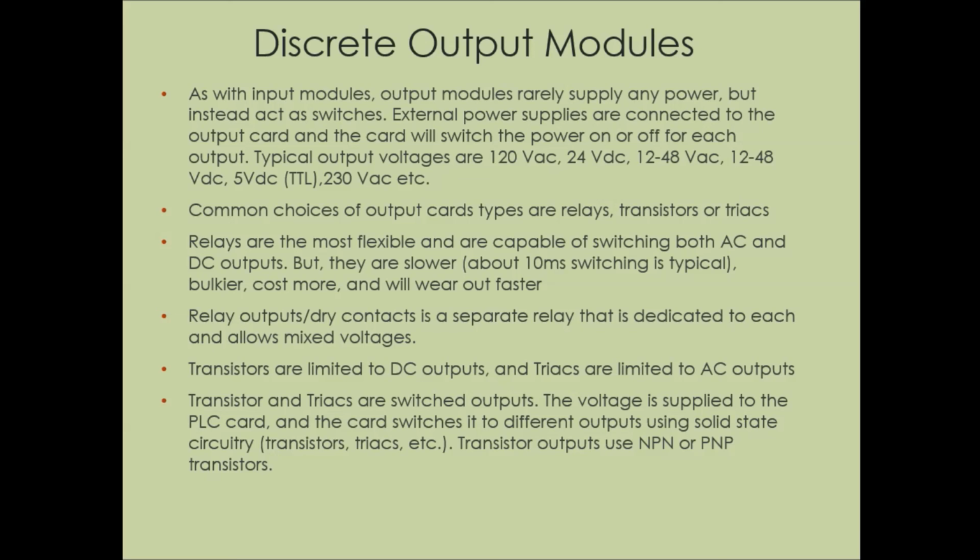Transistors are limited to DC outputs and triacs are limited to AC outputs. Transistors and triacs are switched outputs. The voltage is supplied to the PLC card and the card switches it to different outputs using solid-state circuitry, transistors, triacs, etc. Transistor outputs are NPN or PNP transistors.